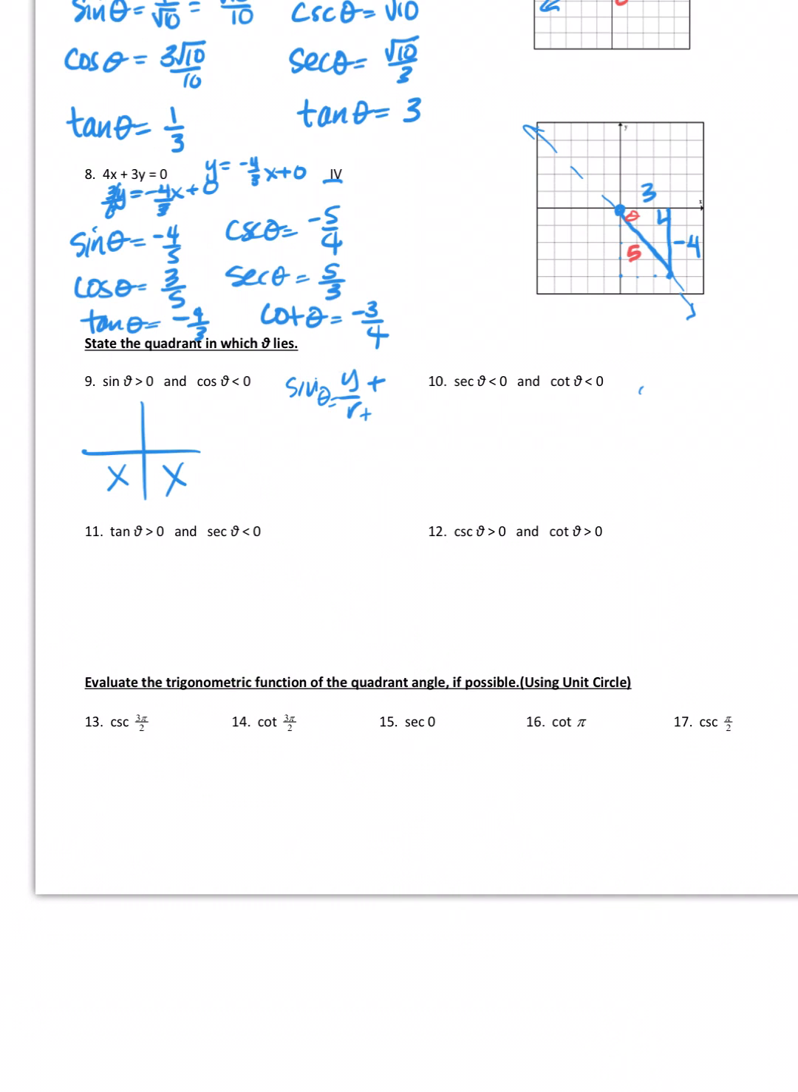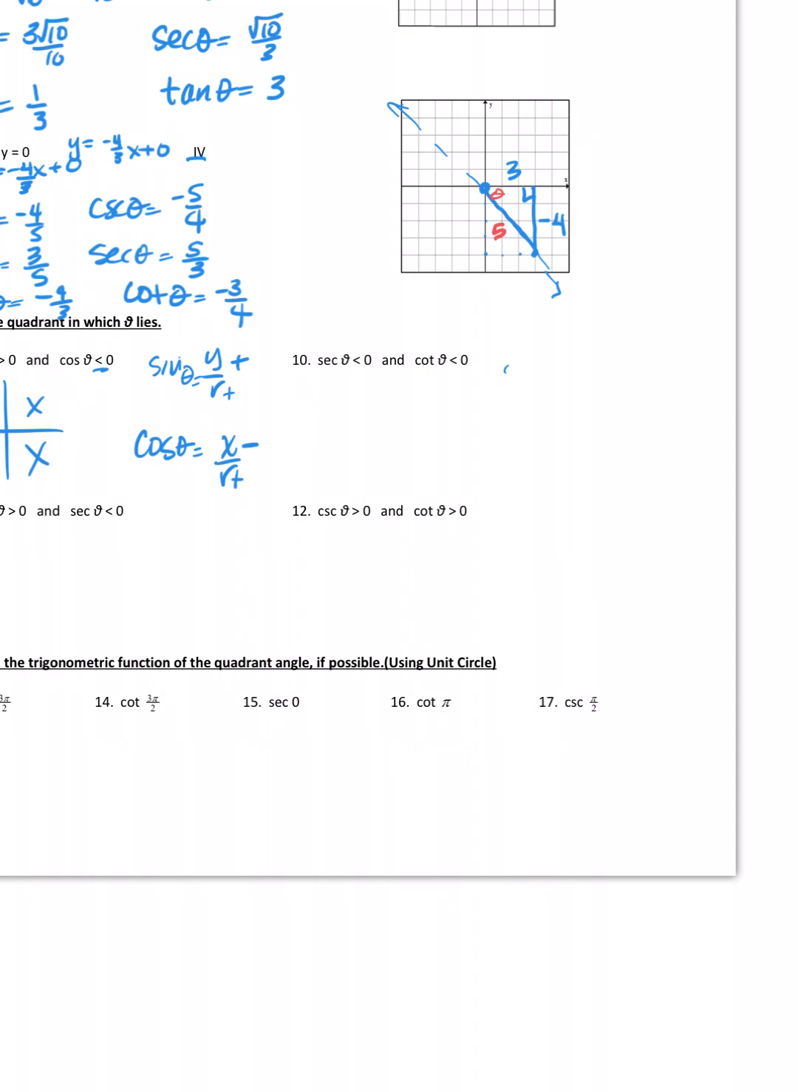Now I look at where's the cosine of theta? Negative. Well, cosine is x over r. Well, we know r is positive, but if it's less than 0, that means my x's are negative. So my x's are positive in quadrant 1, so that means this is a quadrant 2 question. And that's all you have to do on these types of questions. Let's try the next one. Number 10.